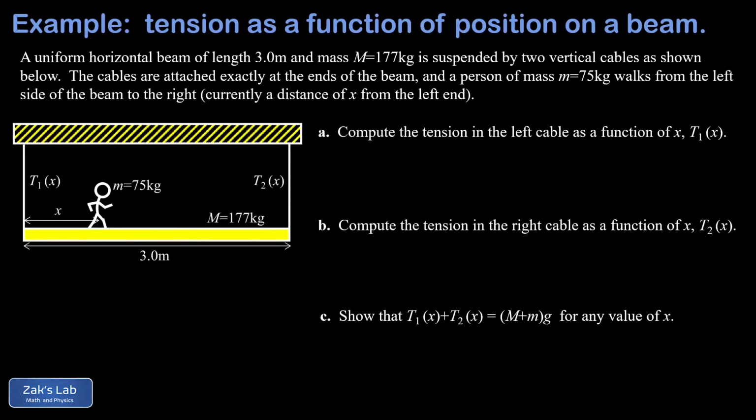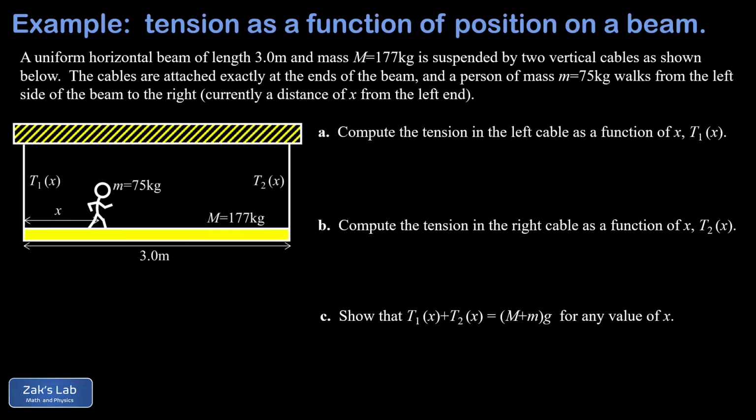In this video, we're solving a static equilibrium problem with a heavy horizontal beam suspended from two vertical cables. And the complication in this problem is that we have a person walking along the heavy beam from the left end to the right end. Their current position is described as x. And as they walk from the left to the right, the tensions in those two cables continuously change.